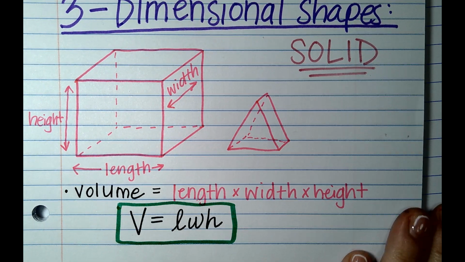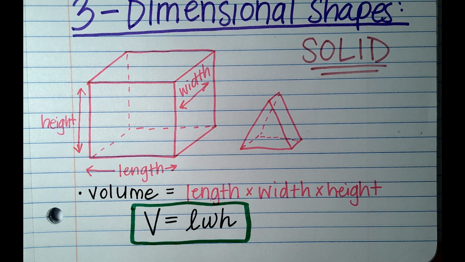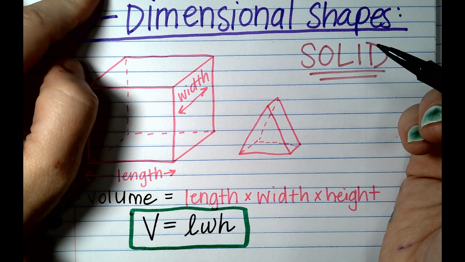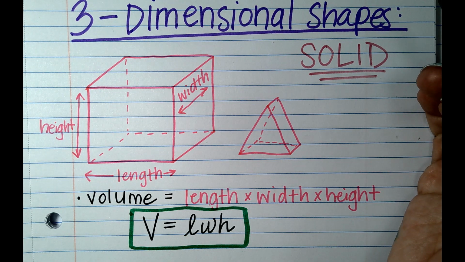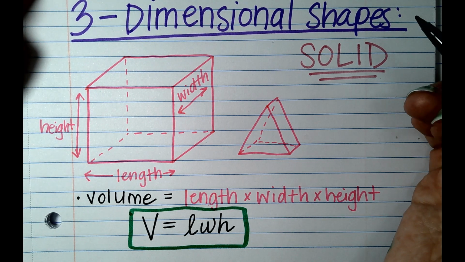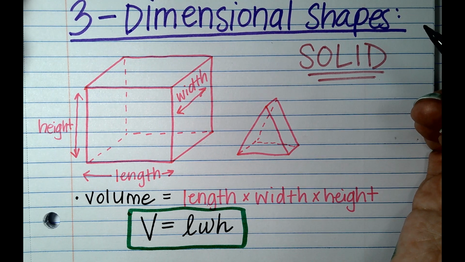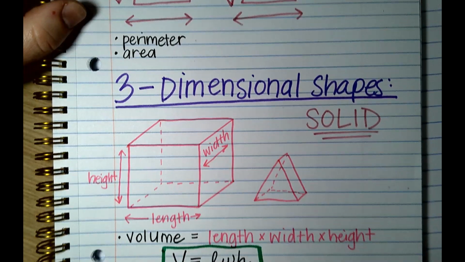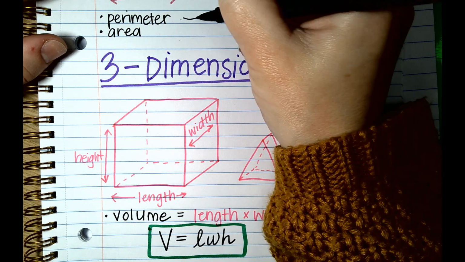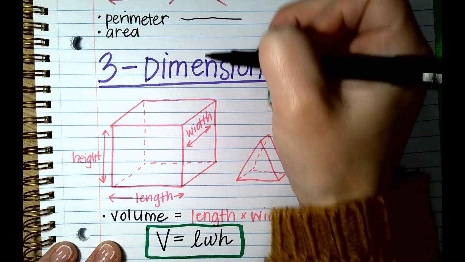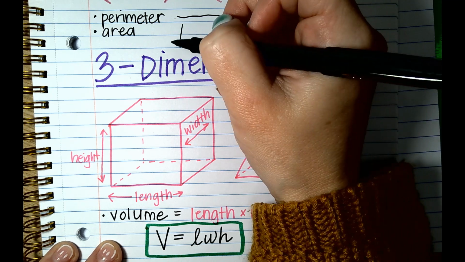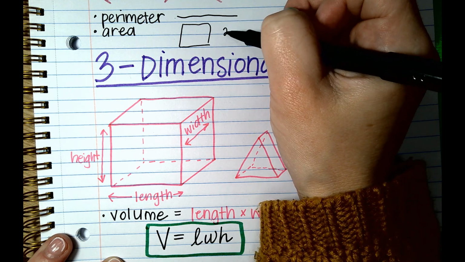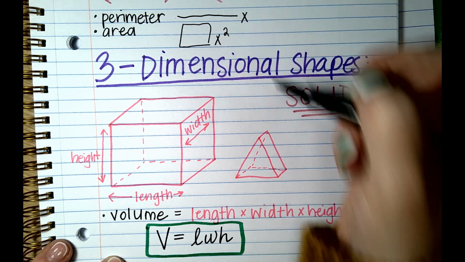Okay, so we have a volume formula. Now, let me give you the units for volume. First, we have perimeter. If we have inches, we would say perimeter is in inches. What about area? What is the units for area? Inches squared. The reason for that is because perimeter is just measuring a length, so it's just one dimension. Area measures the height and the length together. So that's how we get the squared. So we've got like x squared.